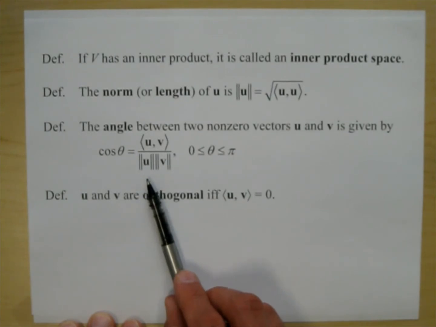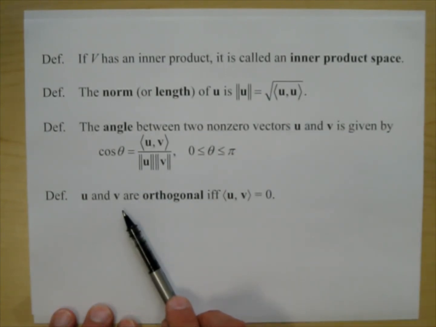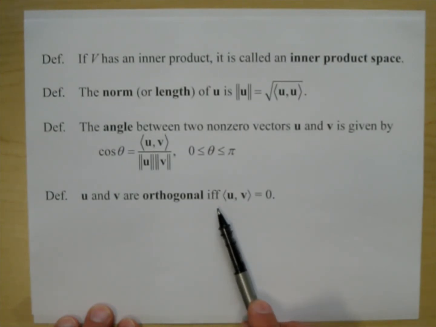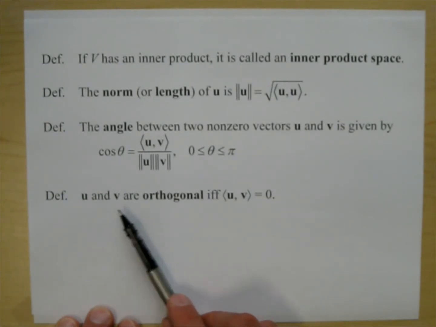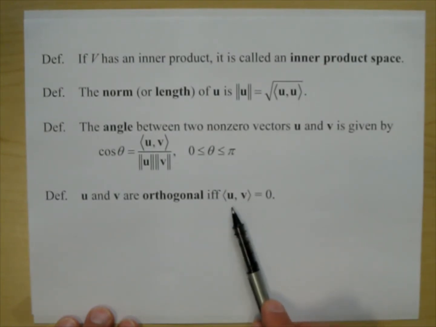This is something we'll use. U and V are orthogonal if and only if their inner product is 0. Okay? So in terms of Rn, you'll go, oh, that's 90 degrees. But in terms of other vector spaces, it's not necessarily 90 degrees. It just says their inner product is 0, which could have other meanings as well.